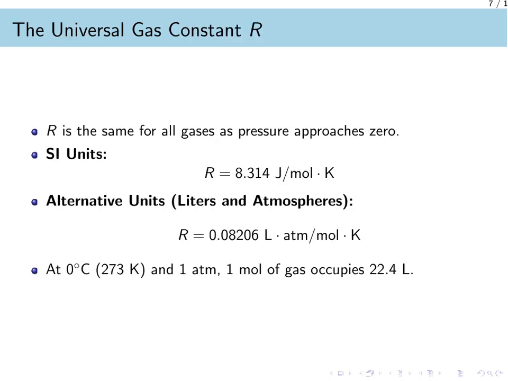The universal gas constant, known as R, is the same for all gases as their pressure approaches 0. The value we use depends on the units involved. In standard international units, R equals 8.314 joules per mole Kelvin. If we are working with liters and atmospheres, the value is 0.08206 liter atmospheres per mole Kelvin.